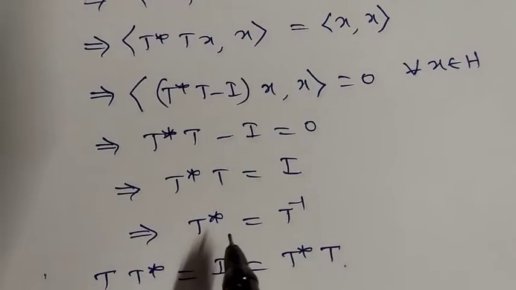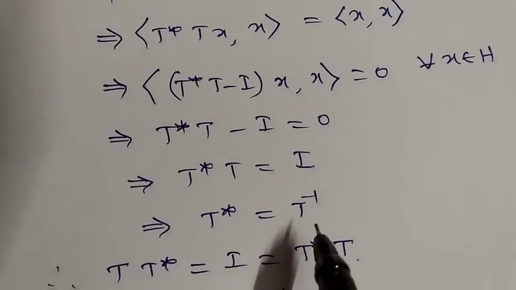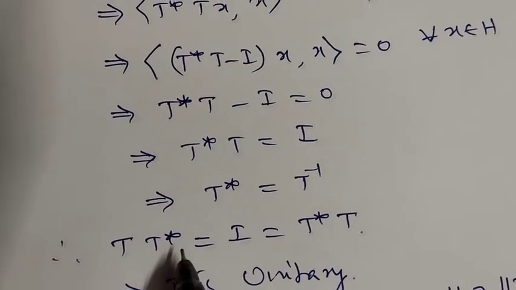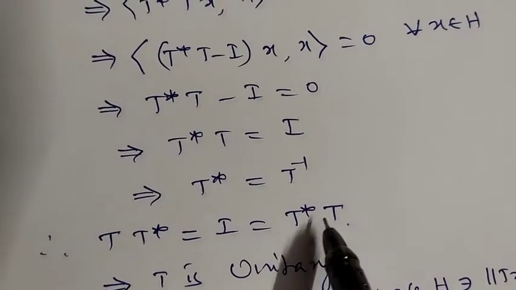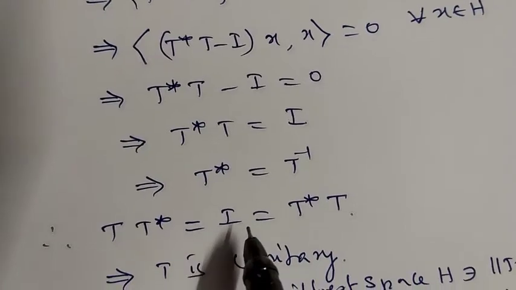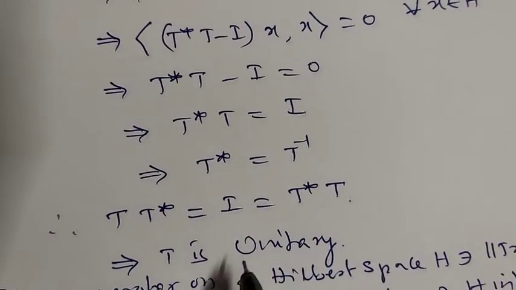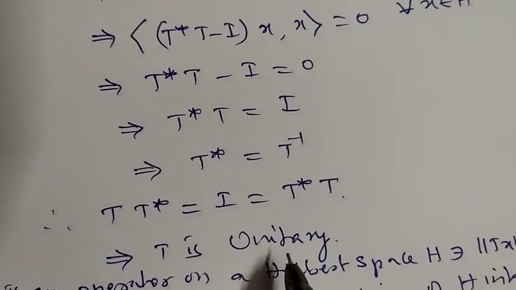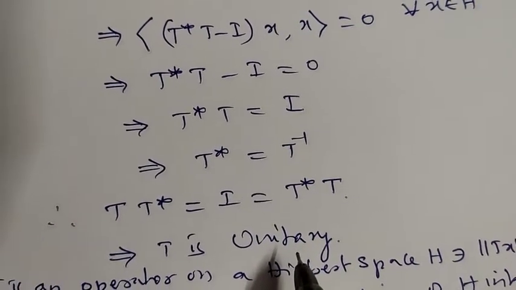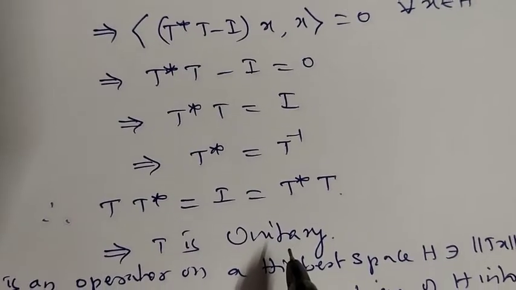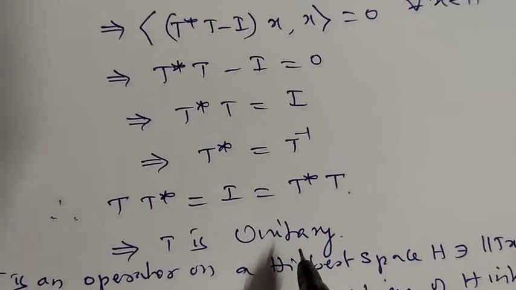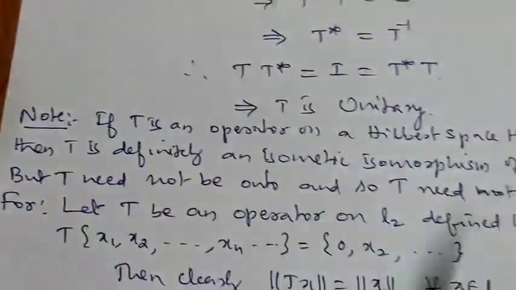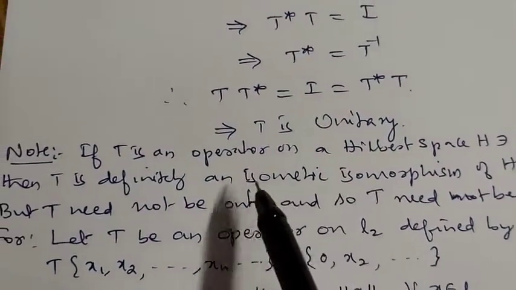This implies T star is equal to T inverse. Therefore, T into T star is T into T inverse, which is I. Again, T inverse into T is I. Therefore, T T star is equal to I, which is equal to T star T, which implies that T is a unitary operator. So we have assumed that T is an isometric isomorphism of H onto itself, and we have shown that T is unitary.